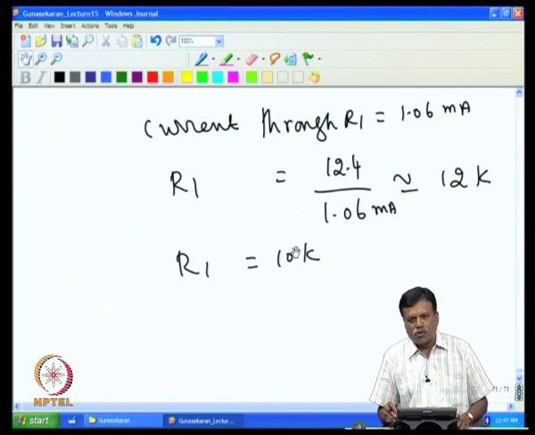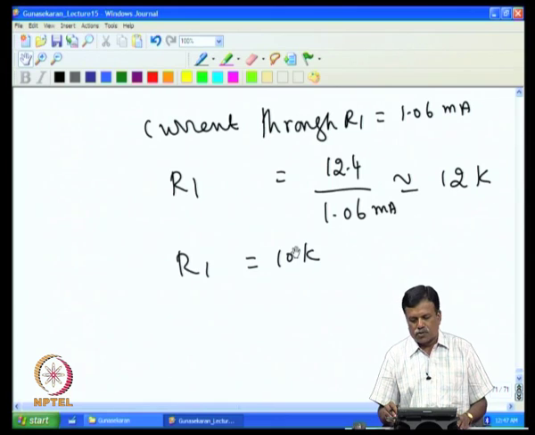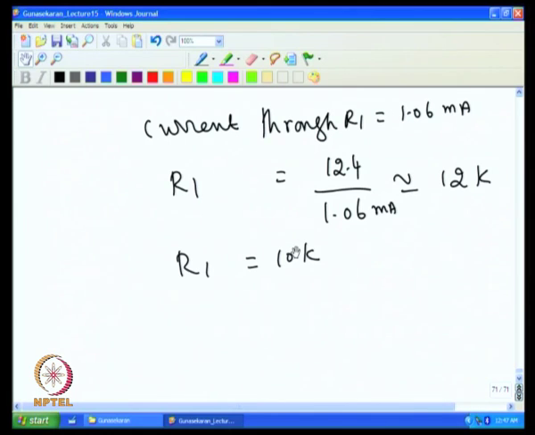So we have shown one example for switching, how to design a transistor circuit for switching, because this kind of switches are very often used nowadays in analog circuits, to switch on and off a relay or some other circuit.